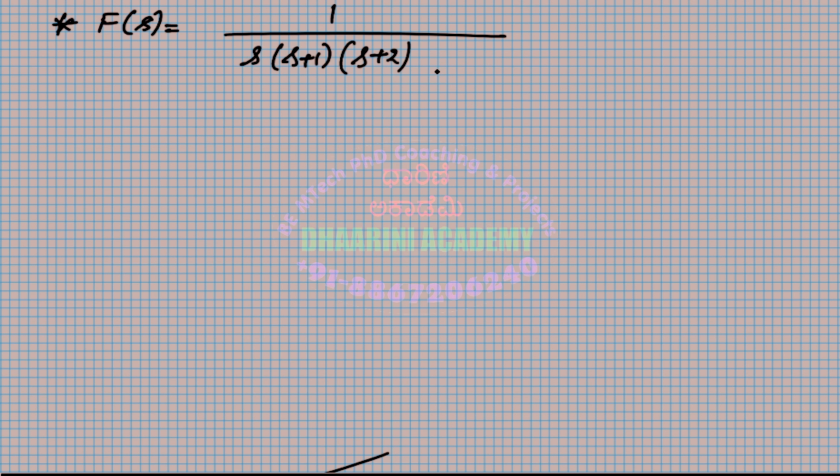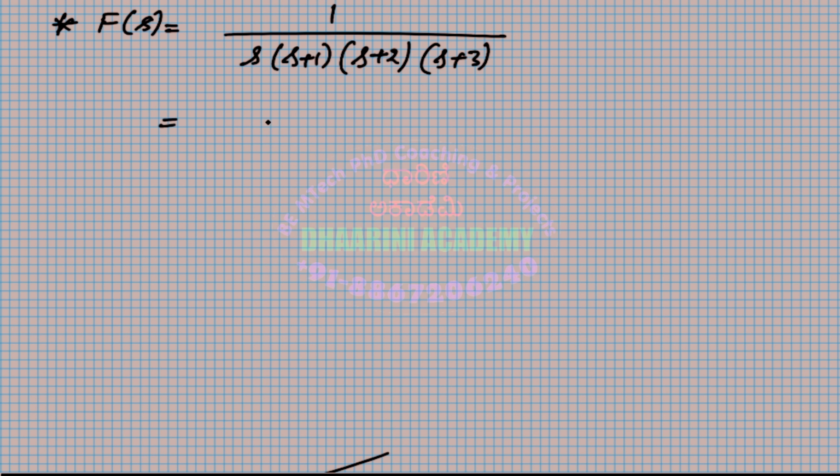Let's write it. F of s equal to 1 divided by s into s plus 1 into s plus 2 into s plus 3. All right. So whenever we have such a proper fraction available, one of the methods that you can apply is called the partial fraction method.